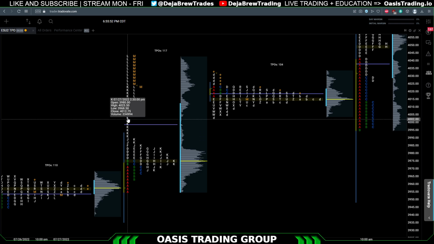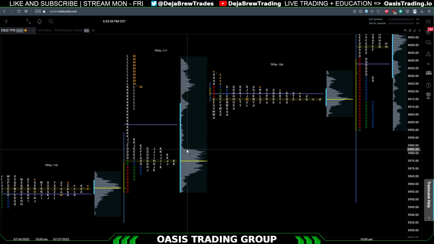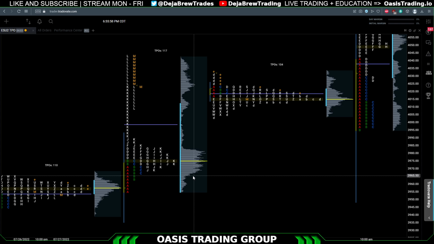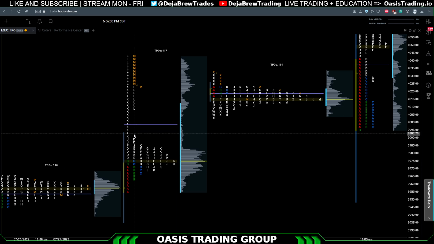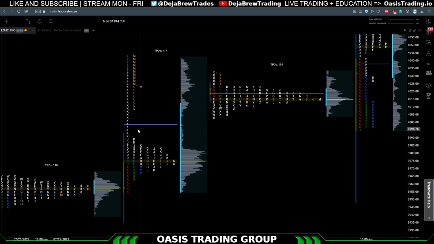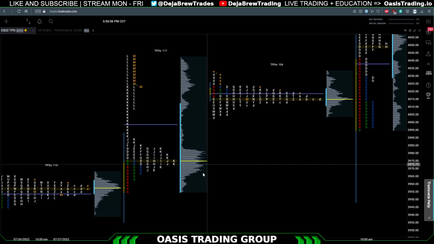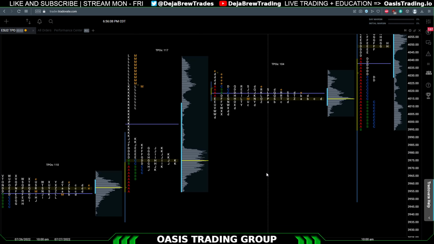In this case, the single print originated from the value around 39.80 down to 39.60. So if we don't show support on that single print zone, then the market is looking for previous value, which in that case is down here. Okay.